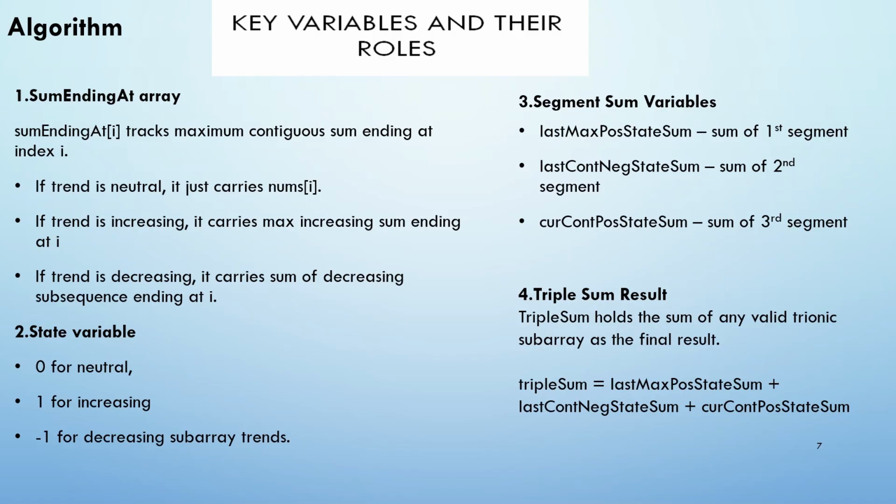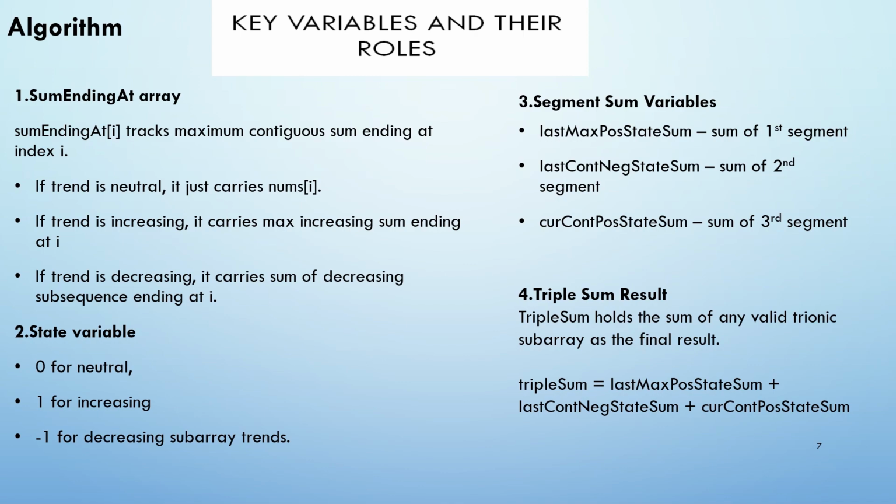First one is sum of the first segment. If you observe, the Trionic subarray consists of 3 sums. The first part which is increasing, second part which is decreasing, and third part which is increasing again. And if I want to maximize sum of the Trionic subarray, I will maximize my first segment. So basically, I will store the last maximum positive state sum, which indicates what is the maximum positive state sum possible in the last positive flow.